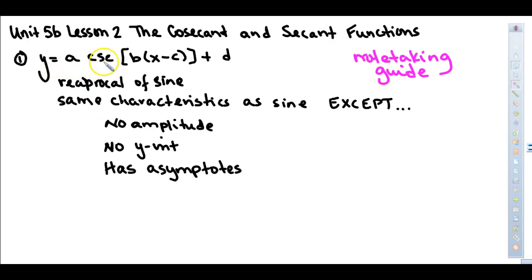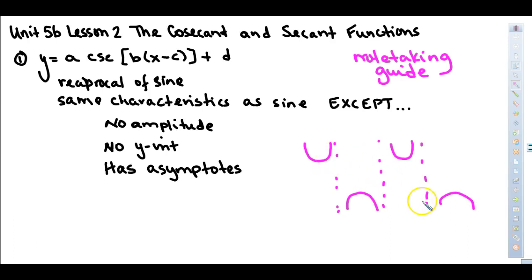So cosecant. Same standard form, except this part right here, the trig function, is different. Remember that it is the reciprocal of sine. So therefore, it has a lot of the same characteristics as sine, except it will have no amplitude, no y-intercept, because it has asymptotes. If you were to graph cosecant x in your calculator, it would end up looking like this, where you have asymptotes there, and then here, and then another asymptote there. It looks a little funny, okay?